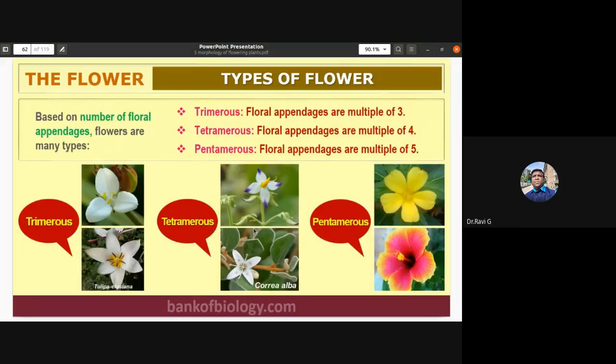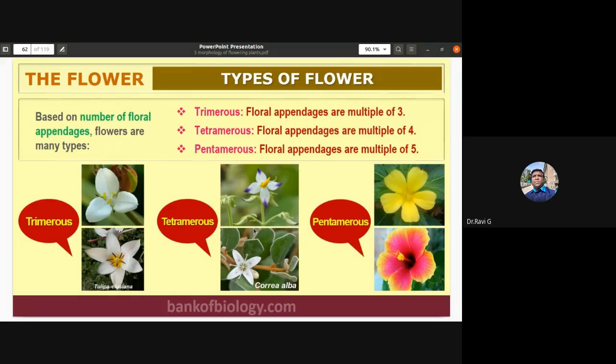Then, based on the number of floral appendages, flowers are of many types. I already told you, most monocotyledonous plants have trimerous flowers. That is, they have three sepals, three petals, three plus three stamens. That is totally six stamens, but they are arranged in three plus three. Three carpels. Everything is in threes.